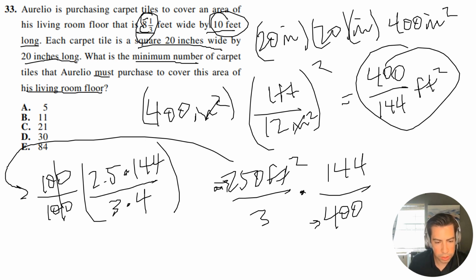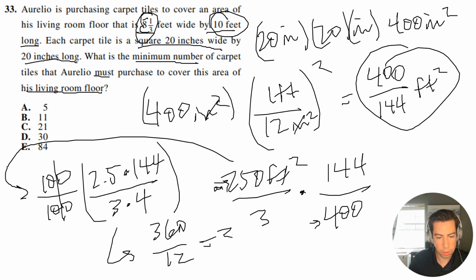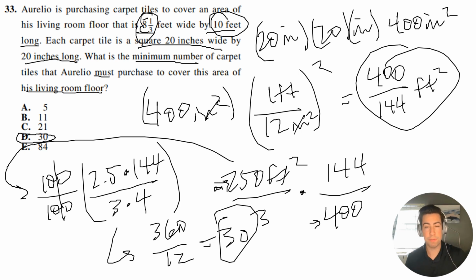So let's see here. 2.5 times 144. All right, I'm actually going to cheat here. I'm going to use my calculator. So 2.5 times 144, and then divide that by 12. So I'm going to end up with 360 divided by 12, which is equal to 30. All right, guys, so 30 is going to be our answer. That is the minimum amount that he needs to fully cover the carpet.